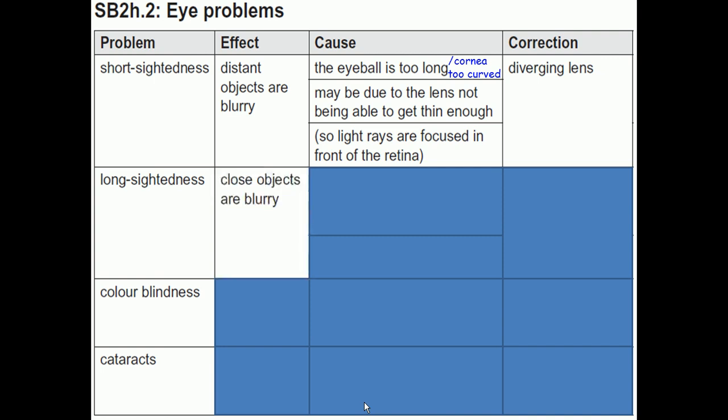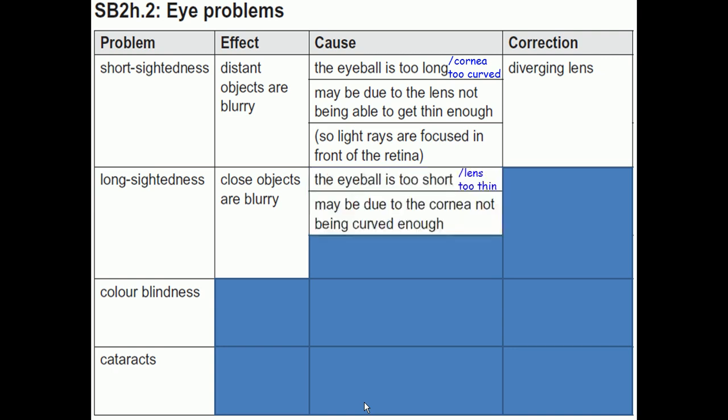And then long-sightedness is for people who cannot see close objects clearly, because they're blurry, and in these cases the eyeball is too short, or the lens is too thin, or the cornea is not curved enough. This means that the light rays are focused behind the retina.